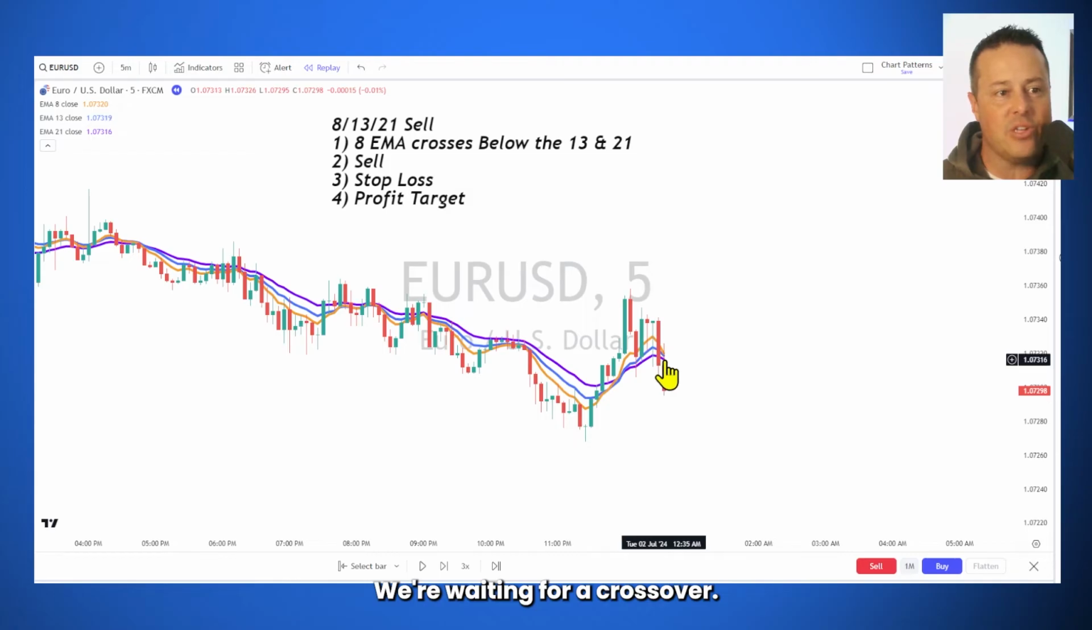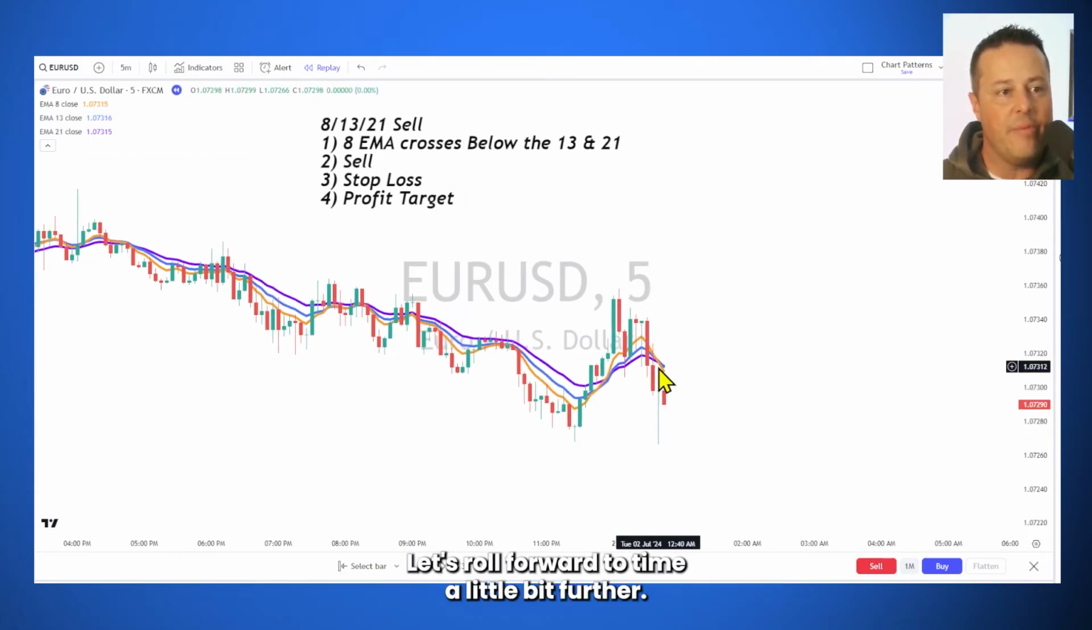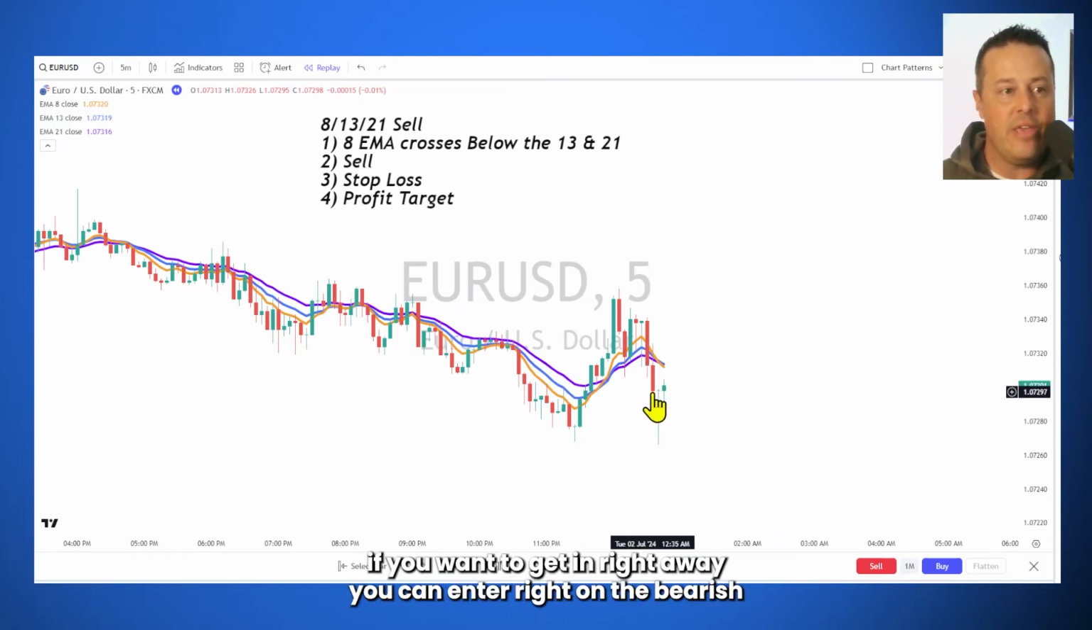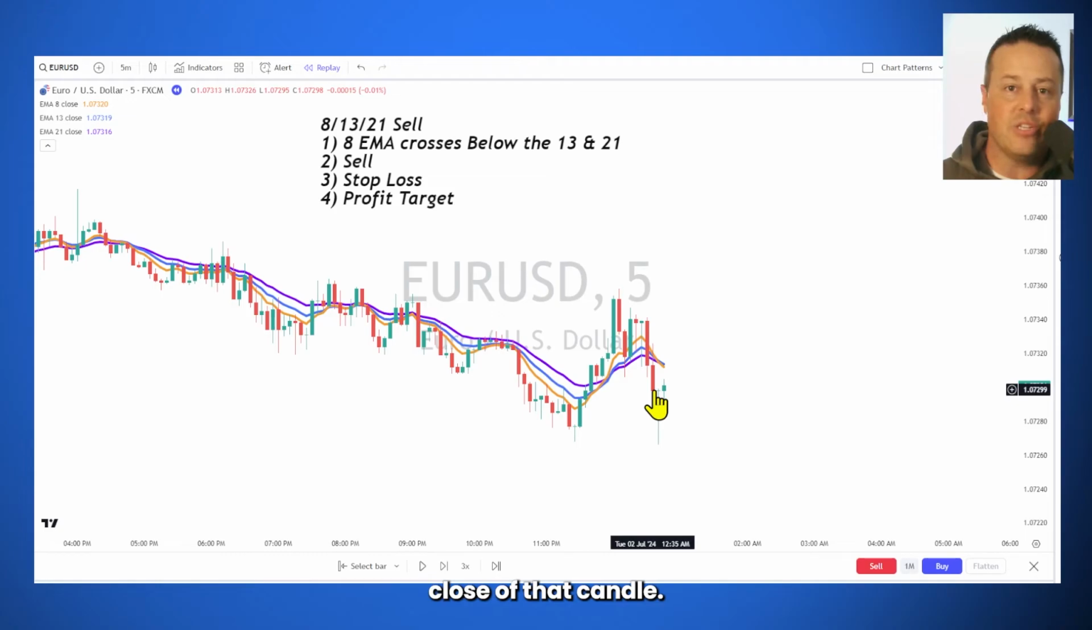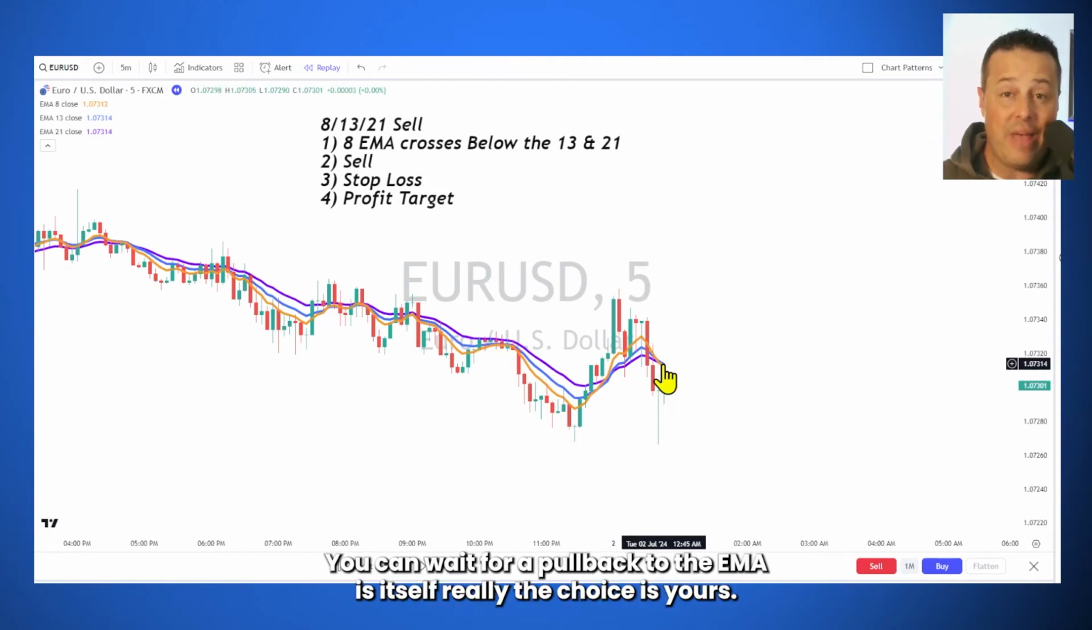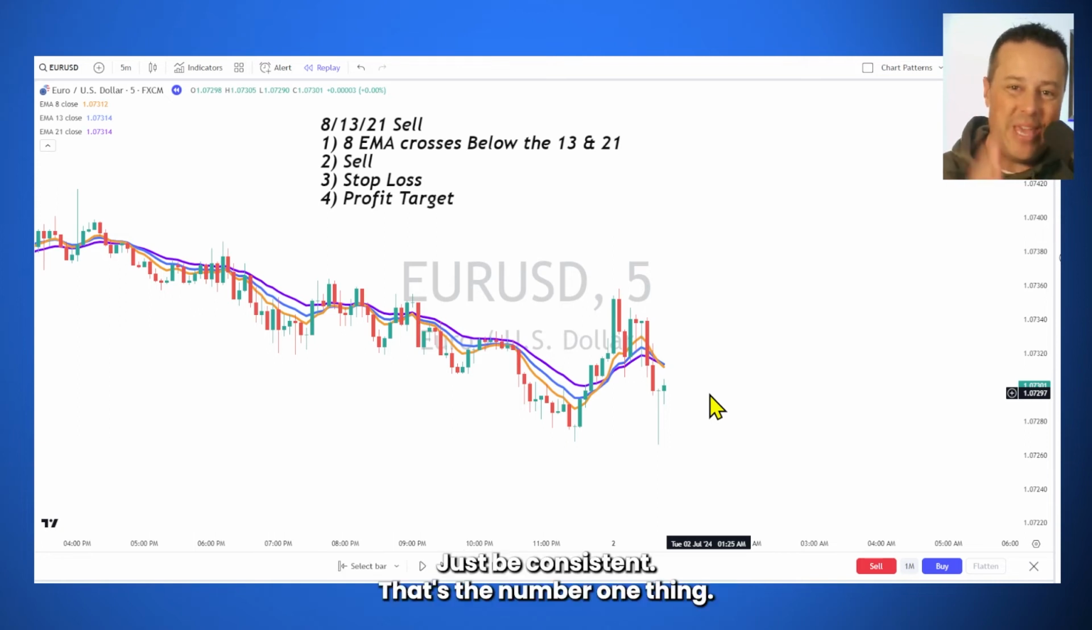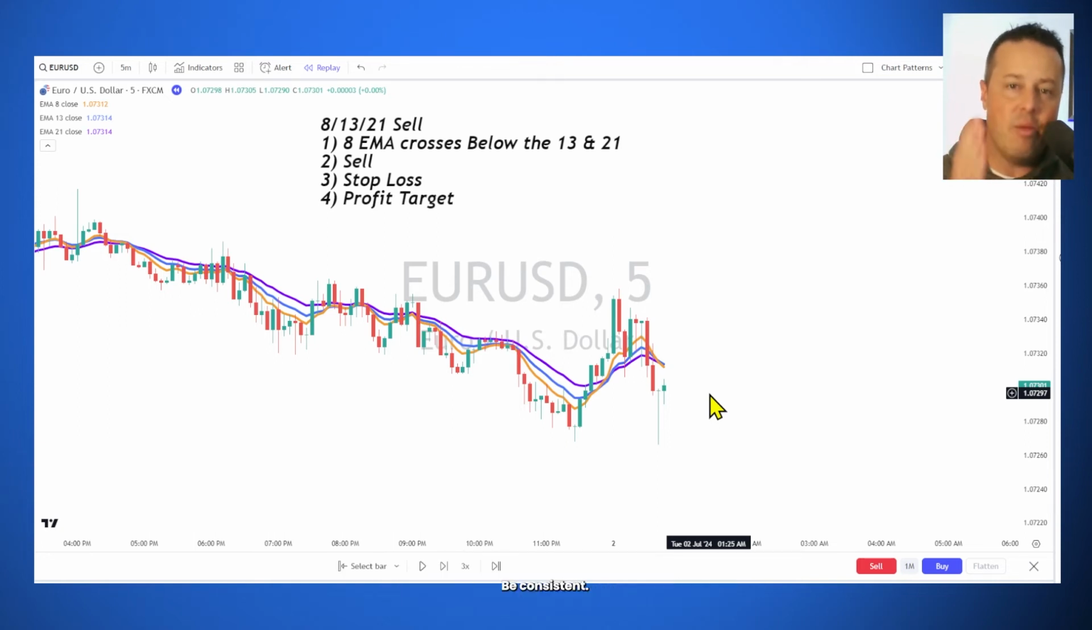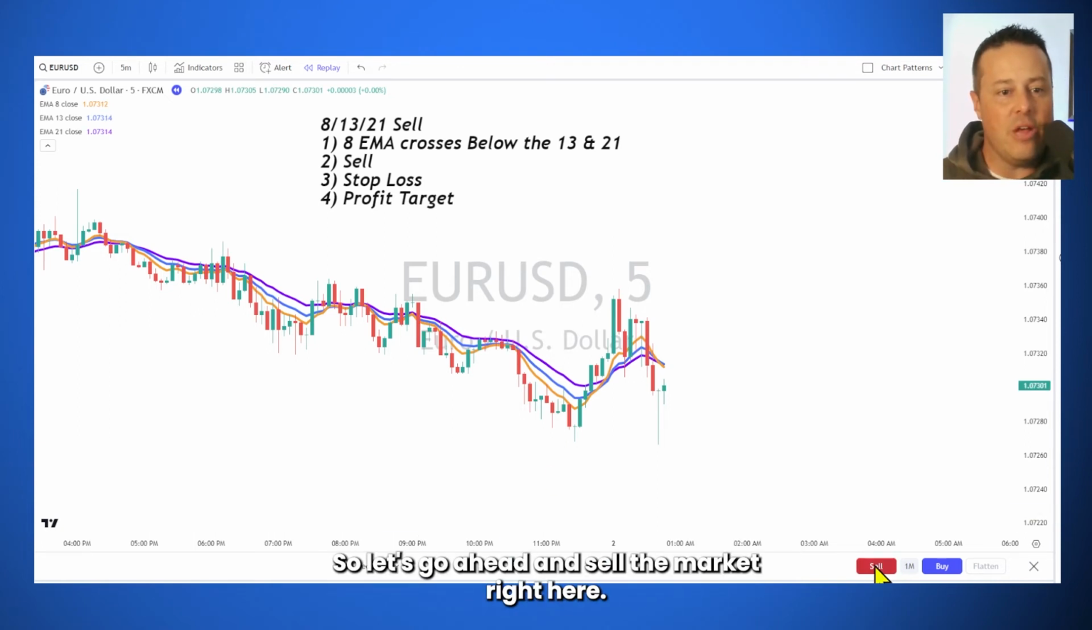We're waiting for our crossover. You can see it's almost developed there. Let's roll forward in time a little bit further, and there's our crossover. Now remember, if you want to get in right away, you could enter right on the bearish close of that candle. You could wait for a pullback to the EMAs itself. Really, the choice is yours. Just be consistent. That's the number one thing. Be consistent. So let's go ahead and sell the market right here.